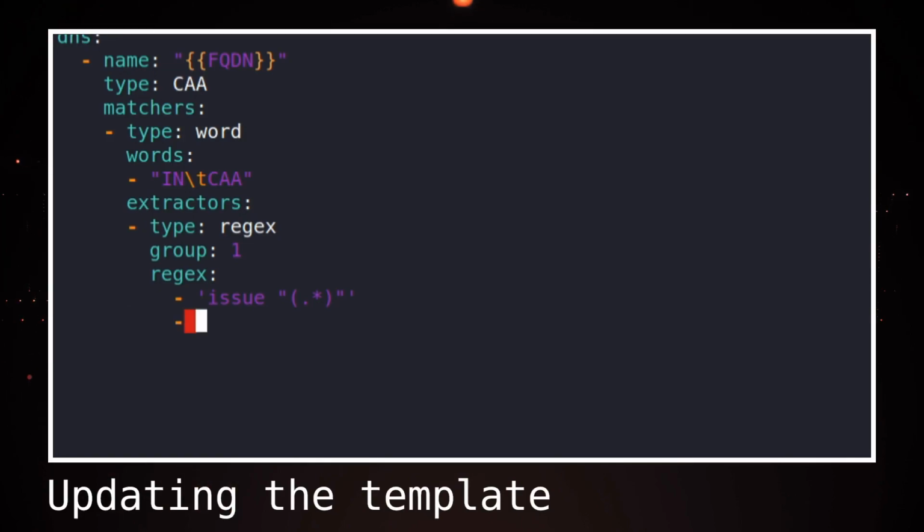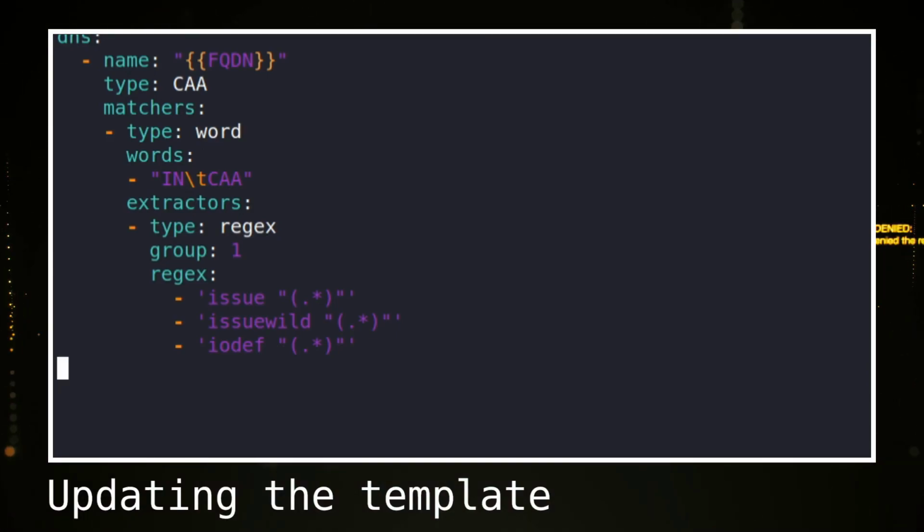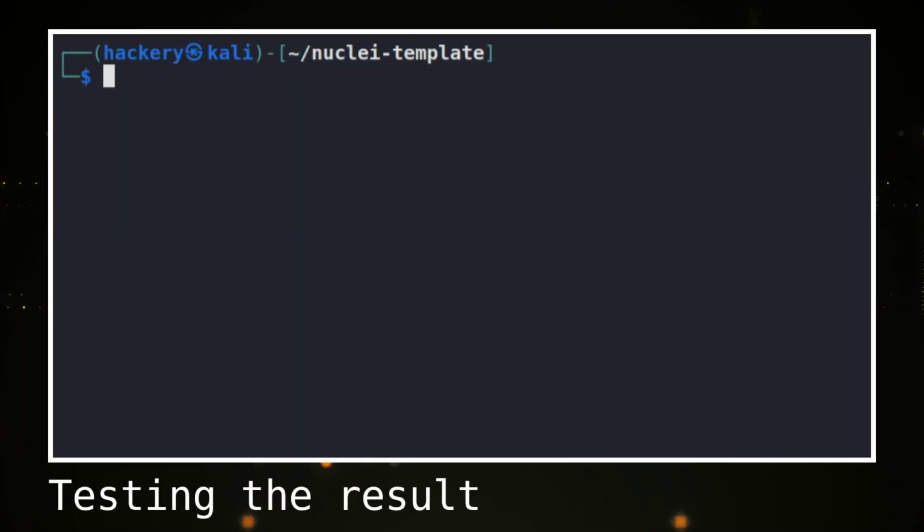We can find out online by searching a little that the CAA record can contain 3 different lines of text. Lines of text are issue, issuewild, and iodef. Each of these will be followed by the certificate authority name. This we'll extract using a regular expression. We'll use a dot asterisk regular expression. This grabs the rest of the line of the CAA record.